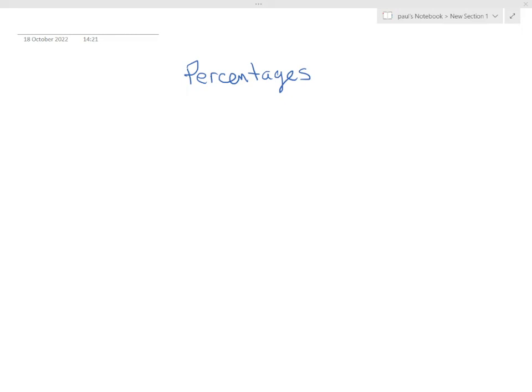Right, hello again. This one is lesson 5 for the higher paper. Going to split this up into two parts. The first part is going to be percentages. So a percentage of a number. And this is all going to be calculator stuff.